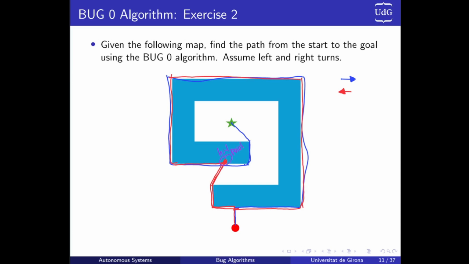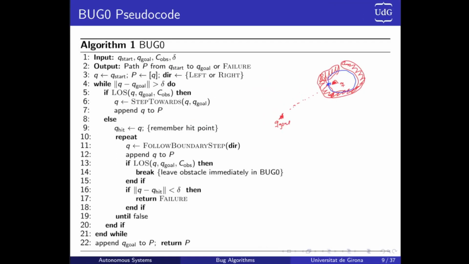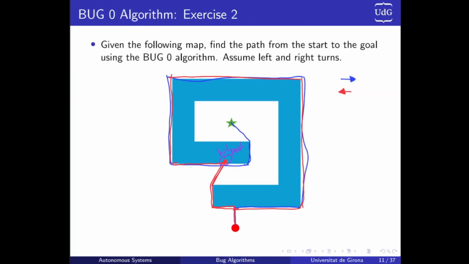If we remember in the algorithm, it says that you repeat until false, follow boundary, but if your current position is the hit point, or more or less the hit point, you return a failure. Then what has happened here? One side has returned us the correct path, maybe not the best path, not the optimal path, but a path. If we decide to turn right it works, but if we decide to turn left, it ends up in a loop that we cannot fix.